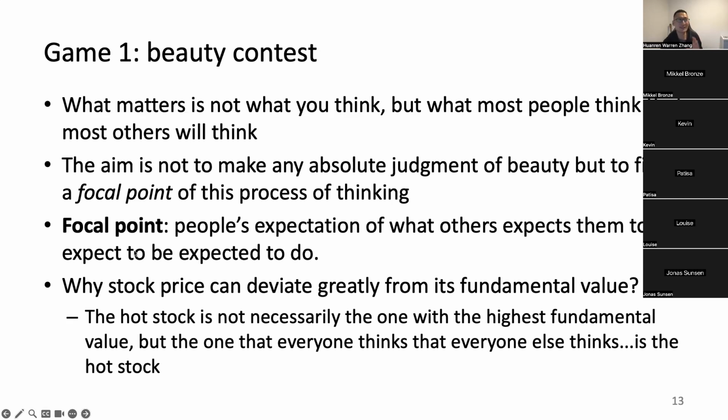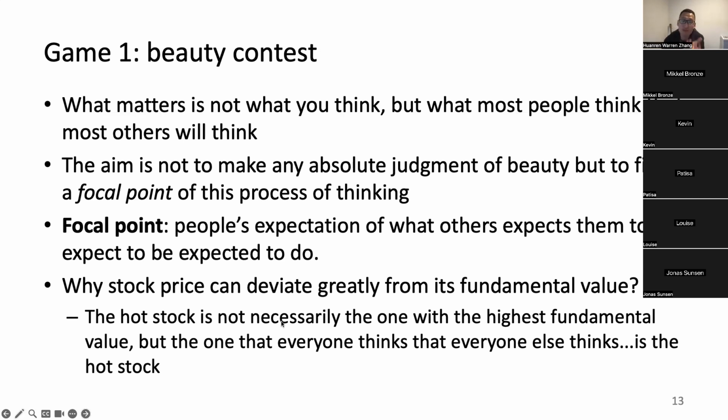So this focal point is a quite important concept in coordination games, which we'll elaborate on. So the focal point is just people's expectation of what others expect them to expect to be expected to do. Okay, so this is a very involved definition of focal point. There are other simpler definitions. Basically people's common expectation of what most other people would do. I put this complicated and involved definition to show that focal point is actually about higher order belief. That is not very simple, not very easy to develop what is the focal point in some situations, right?